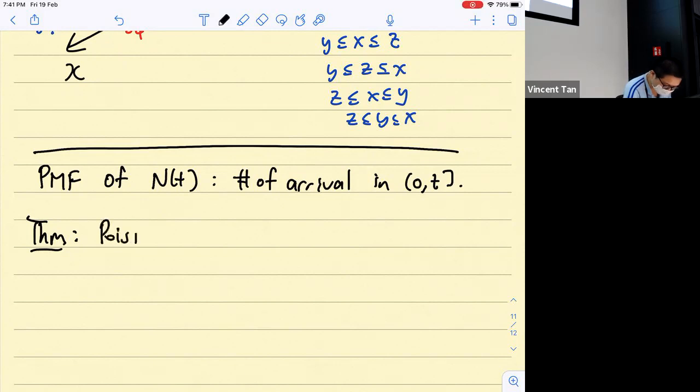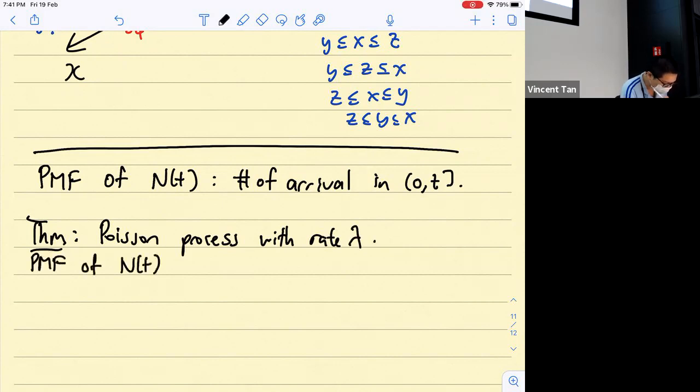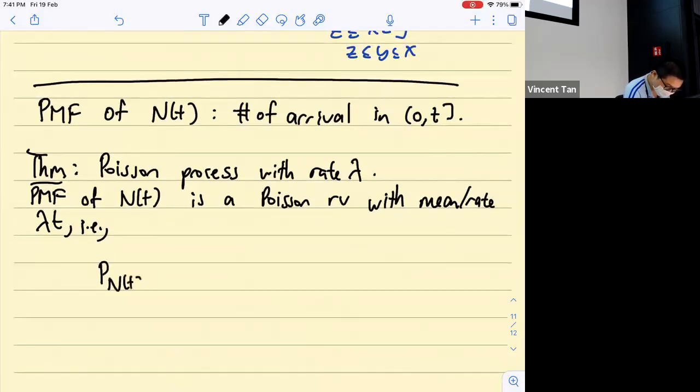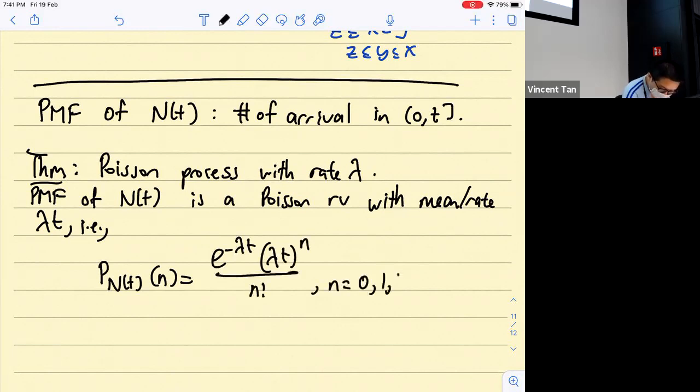Consider a Poisson process with rate lambda. So the PMF of NT, this is a discrete random variable, is a Poisson random variable with mean lambda t, i.e. P of NT equals n is equal to e to the minus lambda t times lambda t to the n over n factorial. And I think in our homeworks and so on, we have played with this PMF several times.